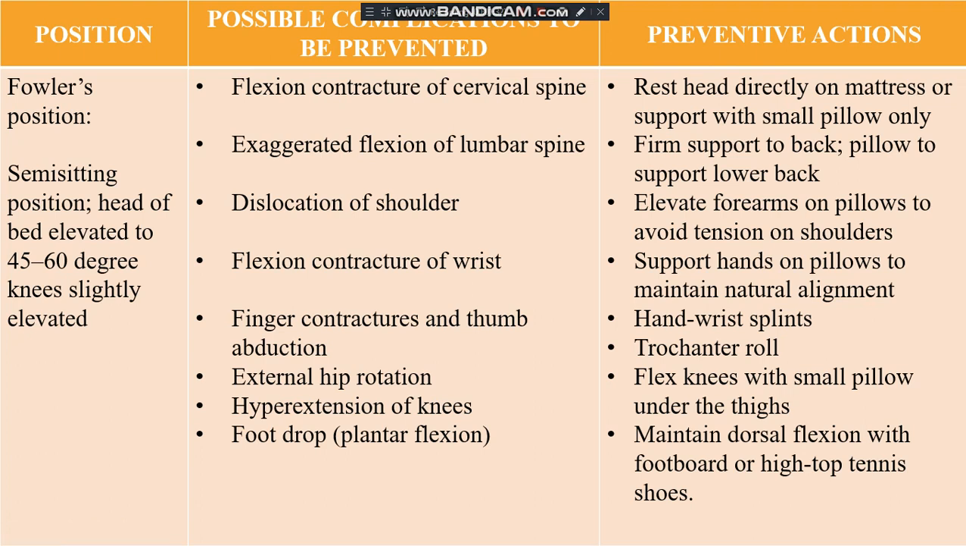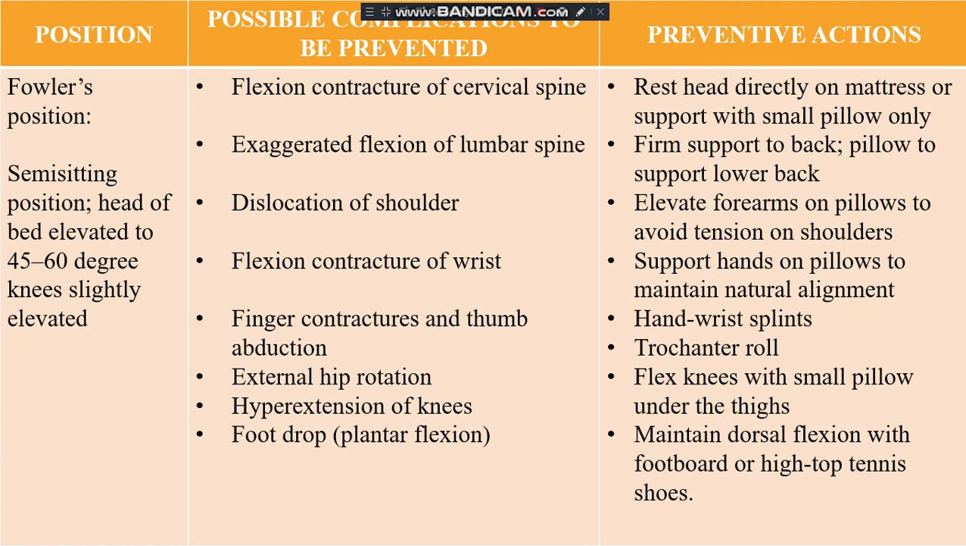So when an immobile patient is maintained in a Fowler's position, if we continue this position for several hours and we are not caring for the patient properly, there are a lot of complications that may happen, like flexion contracture of cervical spine, exaggerated flexion of lumbar spine, dislocation of shoulders, flexion contracture of wrist, finger contractures and thumb abduction, external hip rotation, hyperextension of knees, foot drop. Okay. So in order to prevent these complications, what preventive actions may be taken?